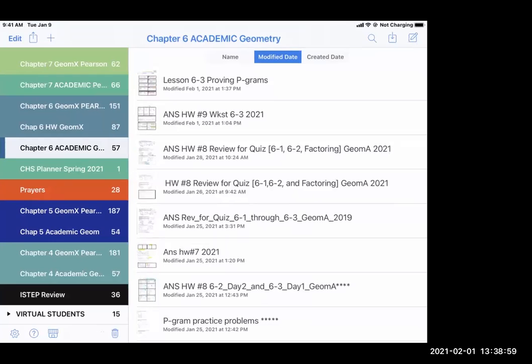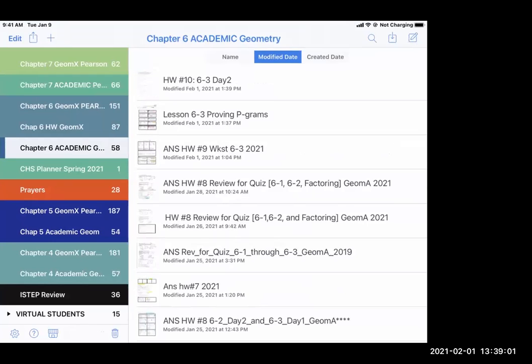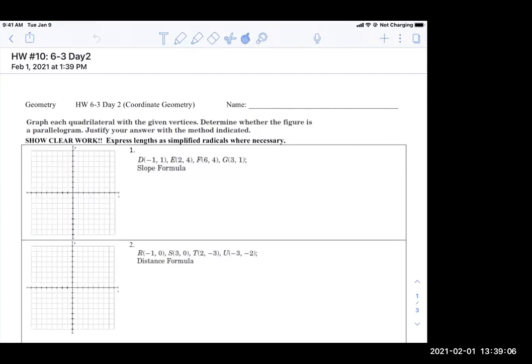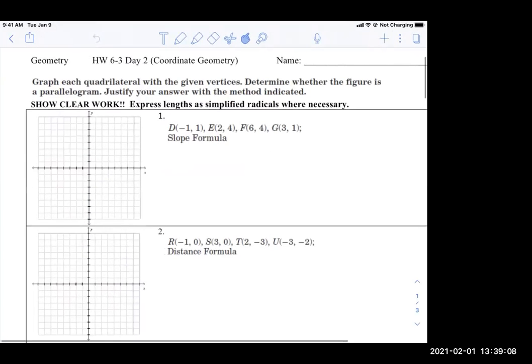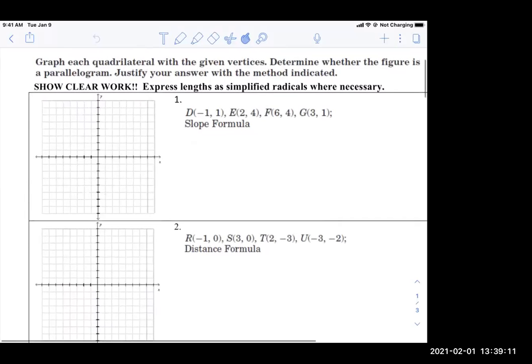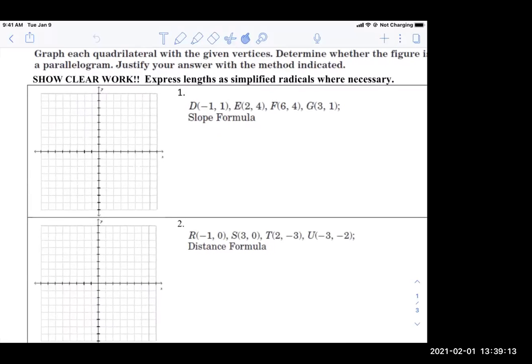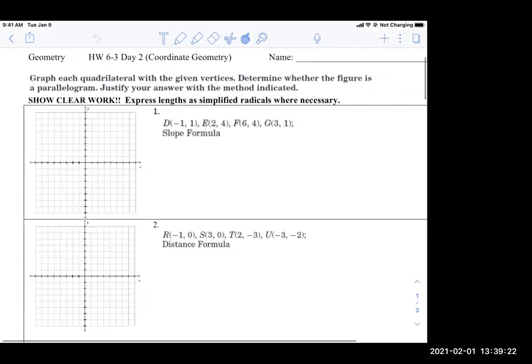Now, what I want you to notice is, I'm giving you graphs on these so that you can draw the picture and kind of help you figure out which are the opposite sides and which are the diagonals. I think it's helpful to have the picture there. Make sure that you simplify radicals. So like how we broke down root 8 into 2 root 2, make sure you simplify radicals.